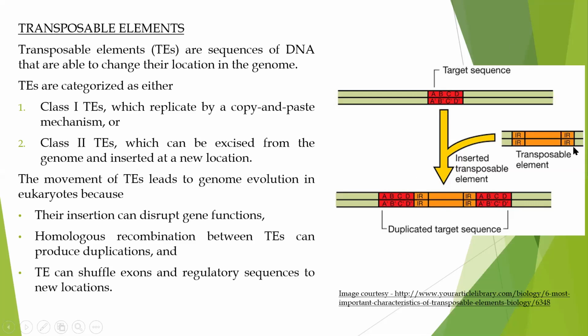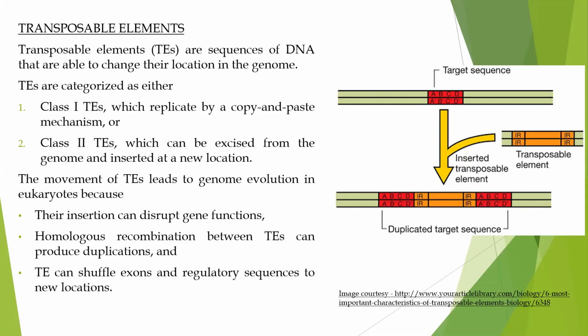Now this diagram is a diagrammatic representation of how transposition occurs. You can see this is a target sequence A, B, C, D. Then this transposable element has come and gets inserted within this particular gene sequence, giving a duplicated target sequence, and this is how transposition occurs. Now, what is the importance of these transposable elements? They lead to genome evolution in eukaryotes.